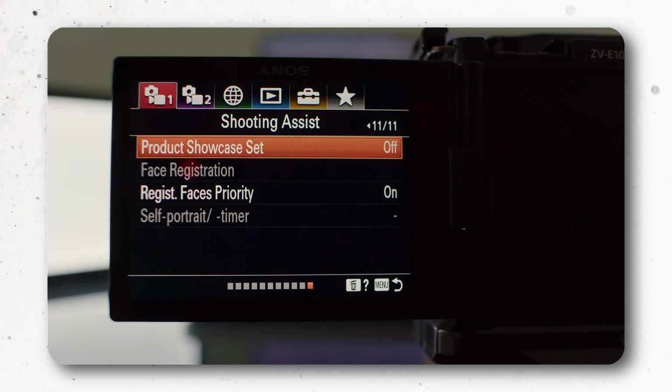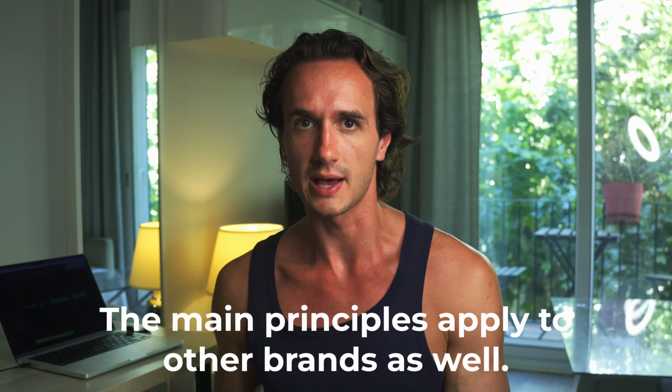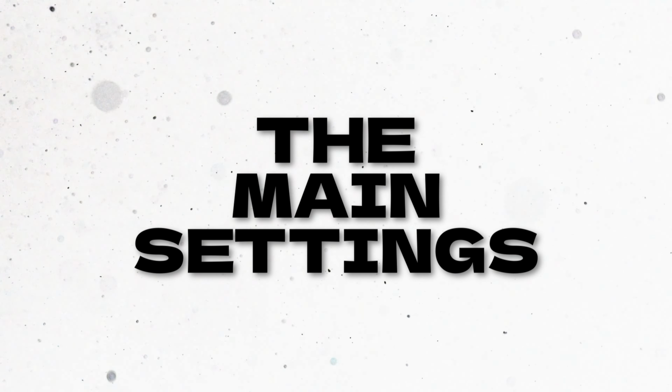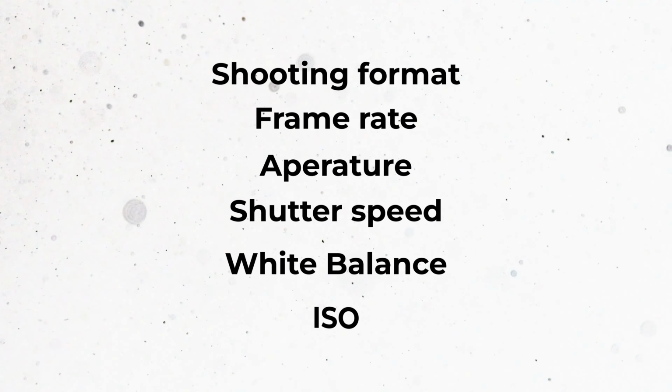In this video, I'll quickly go through the best camera settings you can use if you're shooting with a camera instead of your phone. I'll be showing these settings on a Sony camera, but the main principles apply to other brands too, like Canon, Fuji, or whatever else. So when it comes to shooting video, the main things you need to get right, whether you're filming yourself or someone else, are the shooting format, frame rate, aperture, shutter speed, white balance, and ISO.